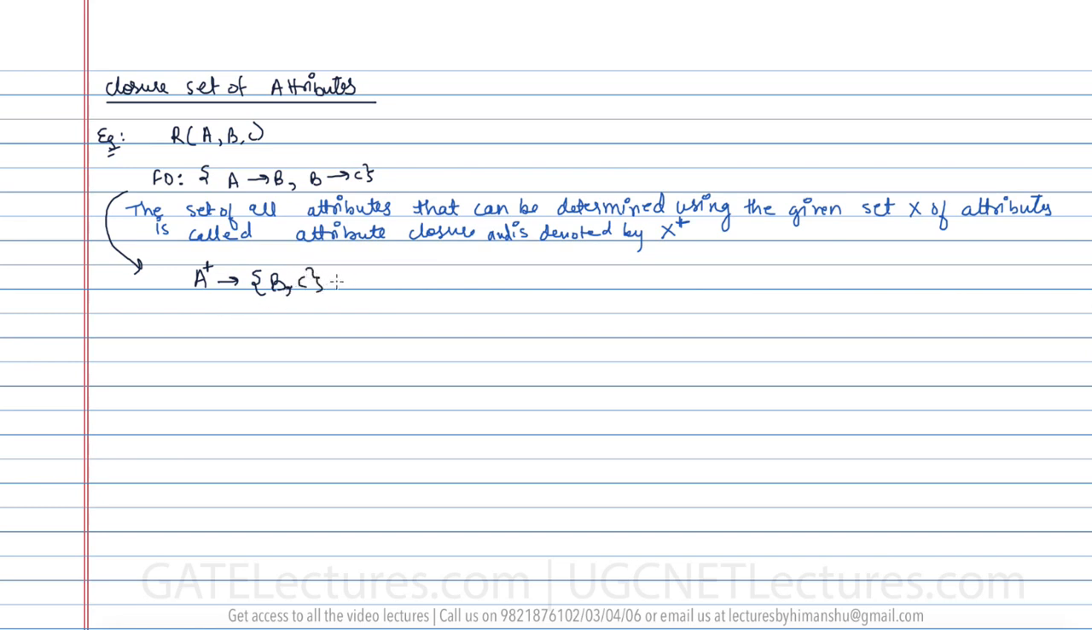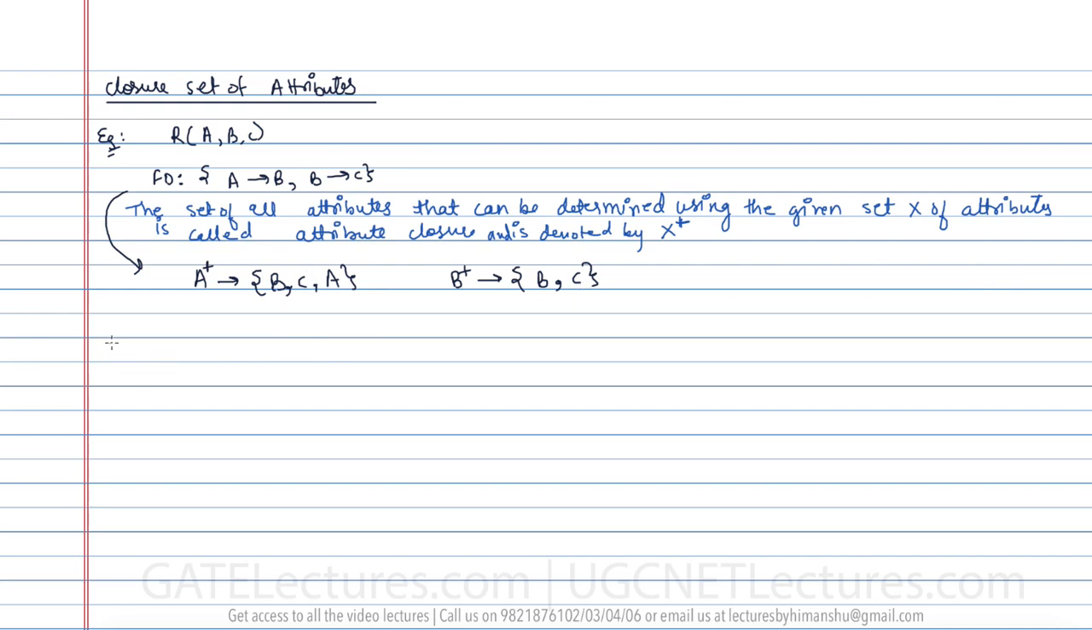Okay, so this is the closure set of attribute A, and you can see A can determine itself because that is trivial. A can always determine itself. Therefore, if I say what is the closure set of A, then the closure set of A is ABC. If I say what is the closure set of B, this B attribute can determine itself because that is trivial, and given that B can determine C, therefore B closure is going to be BC.